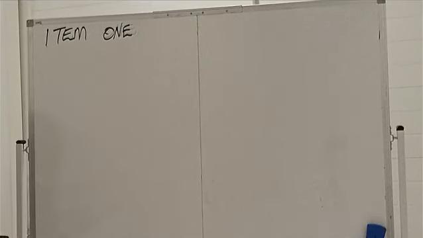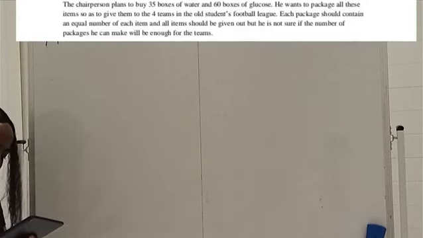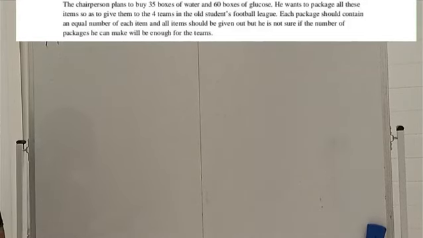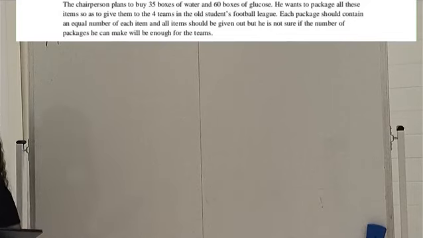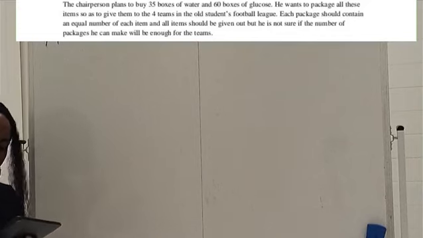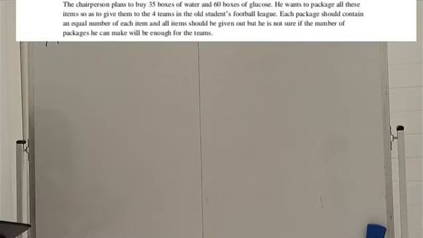Now we have the second part. They are saying that the chairperson plans to buy 35 boxes of water and 60 boxes of glucose. He wants to package all these items so as to give them to the 4 teams in the old students football league. Each package should contain an equal number of each item, and all items should be given out, but he is not sure if the number of packages he can make will be enough for that.